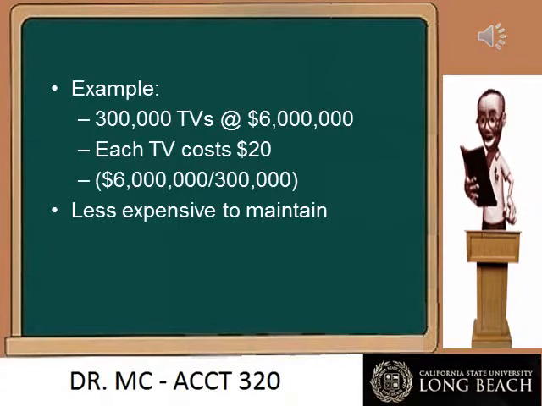Assume that your factory produces television sets. In a given period, the factory produces 300,000 television sets at a total cost of $6 million. The television sets are exactly the same model. Rather than keeping track of the cost to produce each set, the firm merely calculates the average cost by dividing $6 million by 300,000 sets. The firm treats the $20 average cost as the cost of each television set. As you can imagine, this is much simpler than job order costing and much less expensive to maintain.